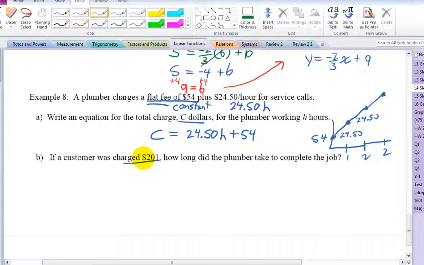But you got charged $201. You want to know if the guy's a crook. How many hours did he work if you're having to pay him $201? So what we do is we substitute that in. 201 equals 24.50 times h plus 54. So we're going to solve for how many hours to see if this is correct. So what should you do first of all? Subtract. Yeah, always add or subtract first. So minus 54.